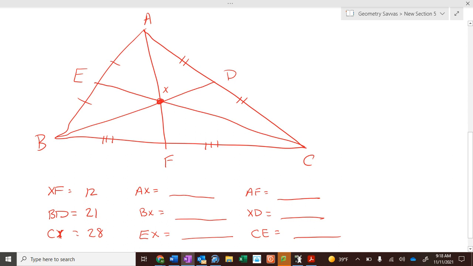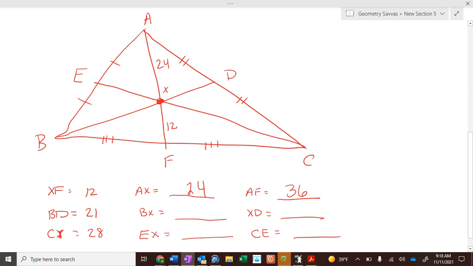Here we have a bunch of medians crossing. And when a bunch of medians cross, the bigger part, like AX, the longer part of the median, is 2/3 of the whole thing, and the longer part is twice as long as the shorter part. So if XF is 12, how long's AX going to be? 24. How long is AF going to be? 36, because you add them together.